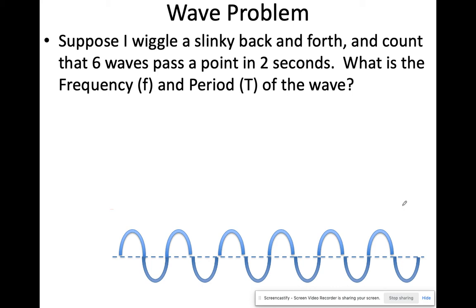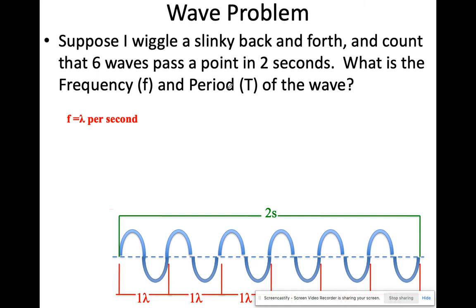So here's a little way of looking at it. Suppose I wiggle a slinky back and forth and count 6 waves pass in 2 seconds. What is the frequency and what is the period? Or how many waves are there in 1 second, and how long did it take to make just one wave? Well, we need to look at it.